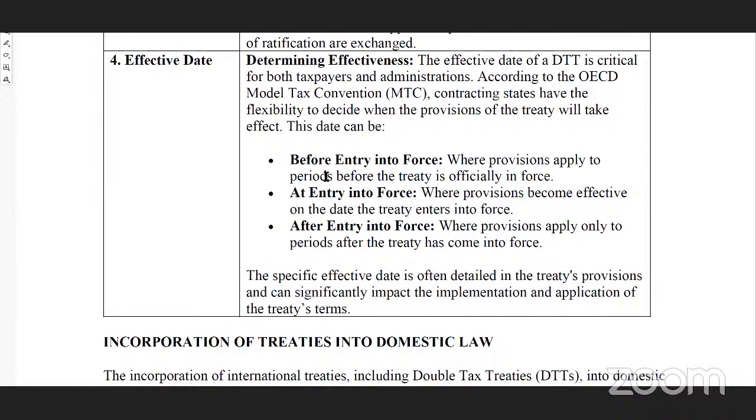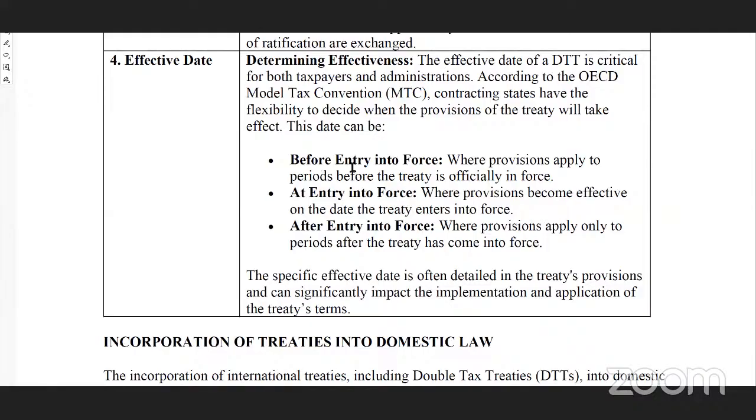Okay, so determining effectiveness. The effective date of a double taxation treaty is critical for both the taxpayers and administrations. According to the OECD Model Tax Convention, contracting states have the flexibility to decide when the provisions of the treaty will take effect. And this date can be before it is entered into force, or the same date of entering into force, or after the treaty entered into force. So the effective date is the date where we apply the treaty, and it can come before entry into force, after entry into force, or during entry into force. So these are the stages in the life of a double taxation agreement.